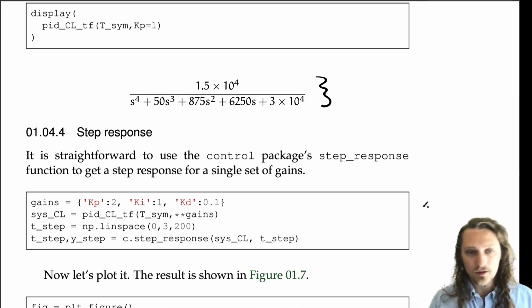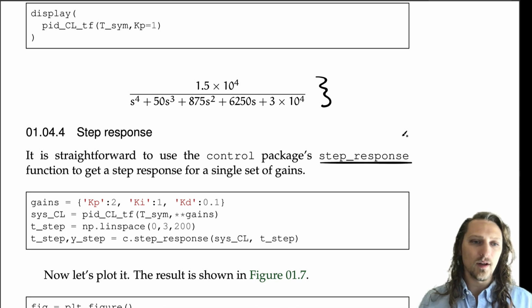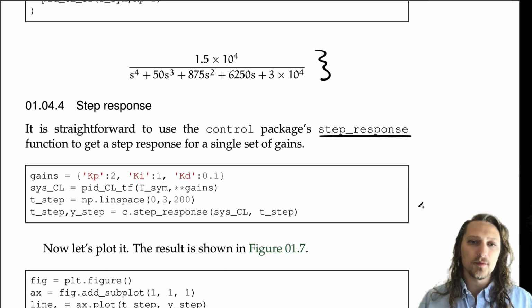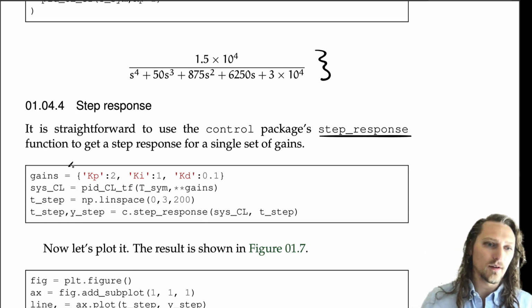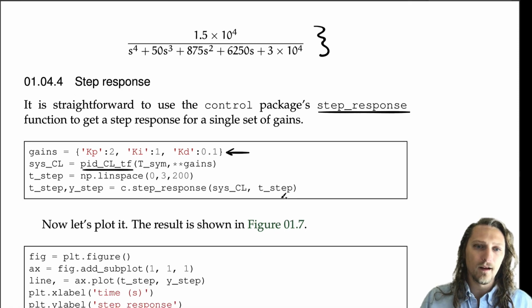So now we can use the control package's step response function, which is very nice, to get a step response for a single set of gains. So let's set our gains to be Kp 2, Ki 1, Kd 0.1, and we can pass those gains then to the PID_CLTF function with the symbolic closed loop transfer function tsim. And that'll give us a closed loop transfer function that is ready to operate on with the step response.